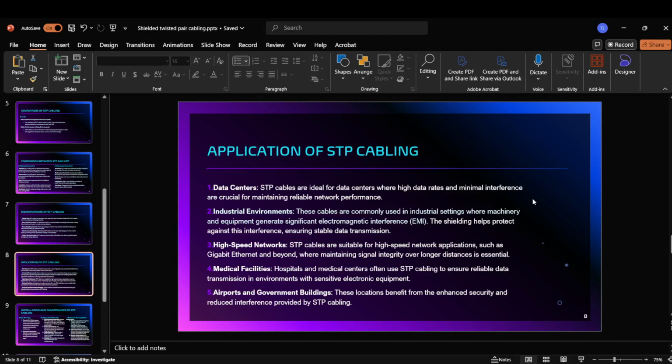Next is medical facilities. Hospitals and medical centers often use STP cabling to ensure reliable, readable data transmissions in environments with sensitive electronic equipment. Next is airports and government buildings. These locations benefit from the enhanced security and reduced interference provided by STP cable.